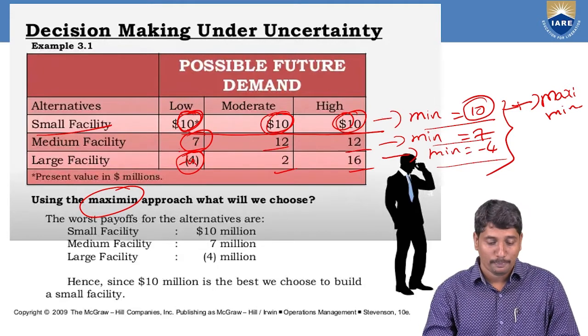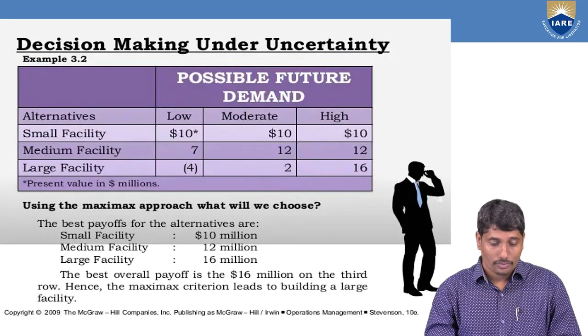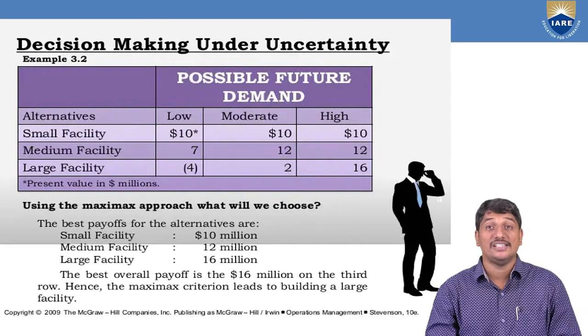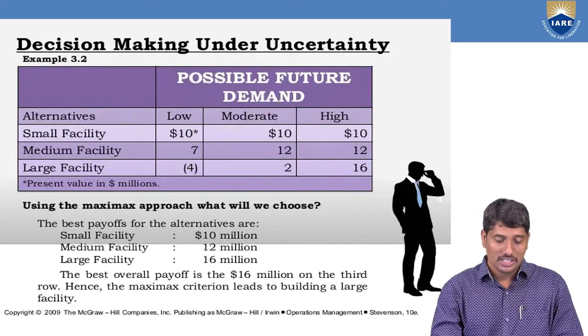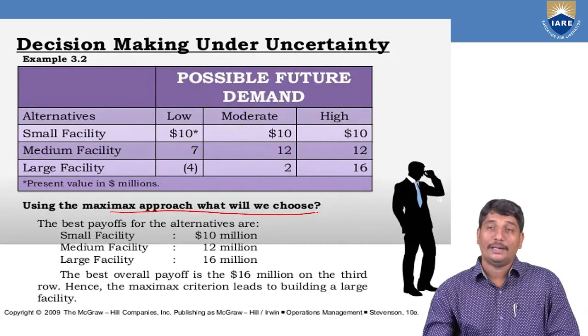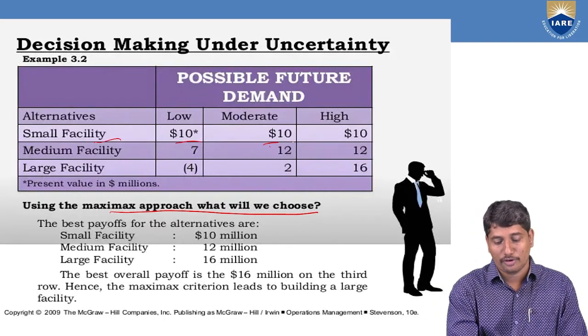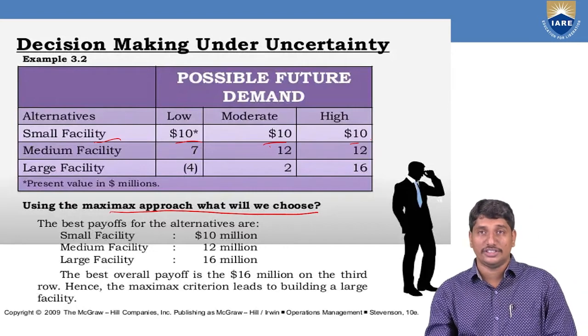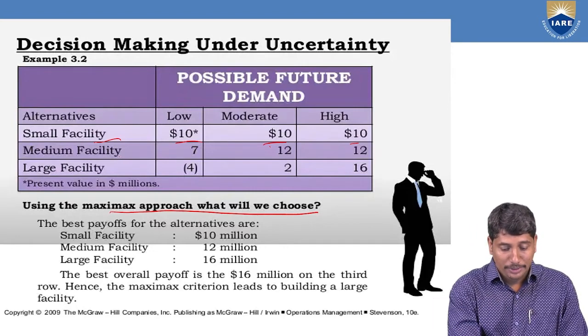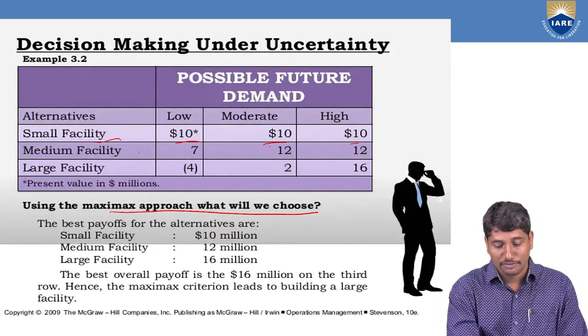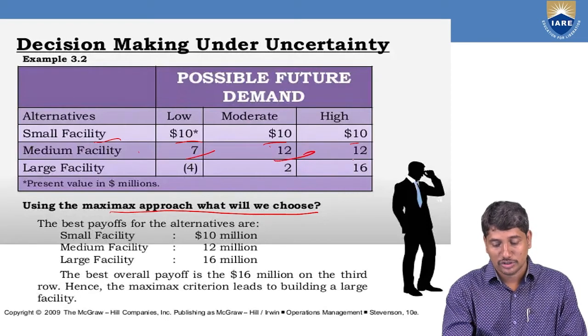Okay. Now, decision making under uncertainty, the second procedure is Maximax. That means under Maximax approach, how can we make the decision? Again, let us look into the table. With the small machine, these are the profits, $10, $10, $10 each. And with the medium machine, these are the profits, $7, $12, $12.